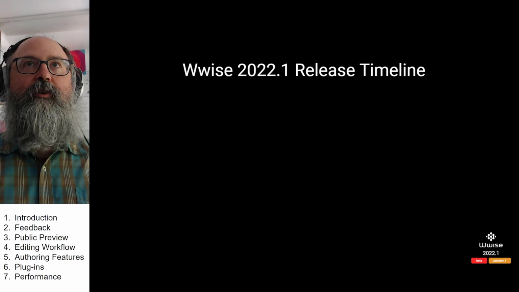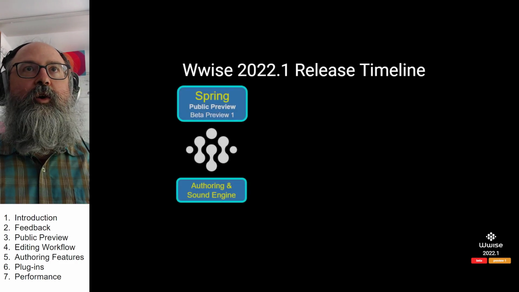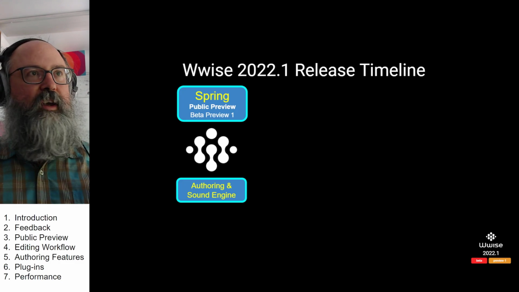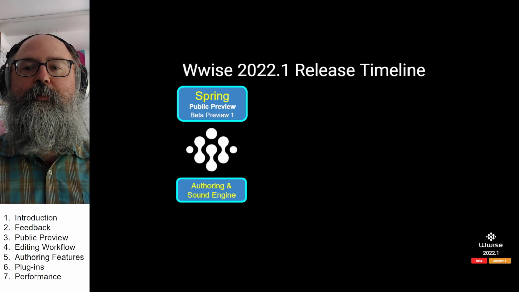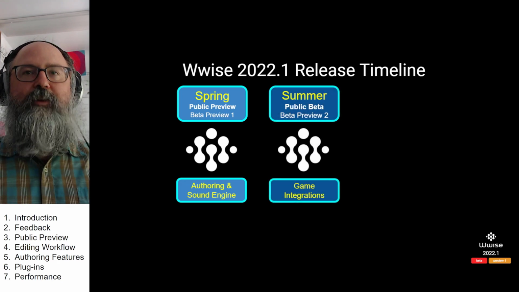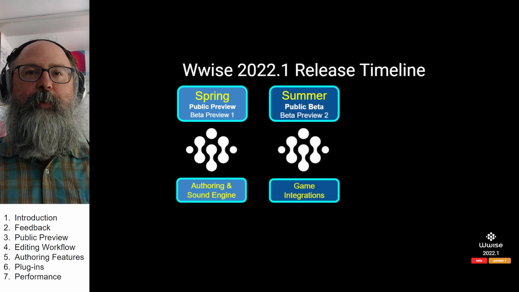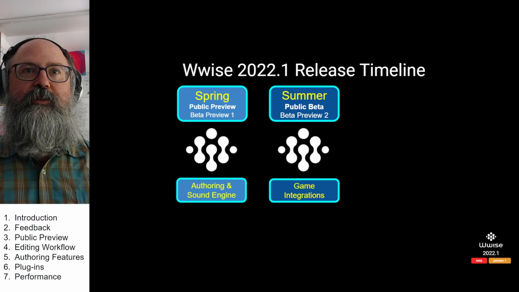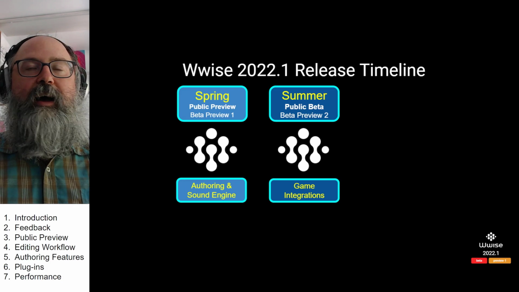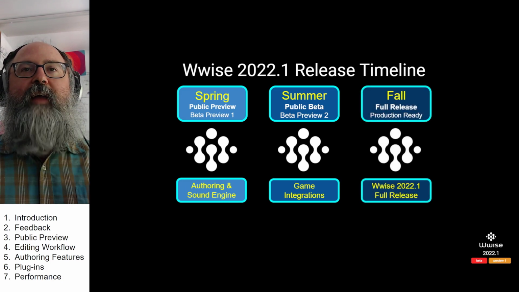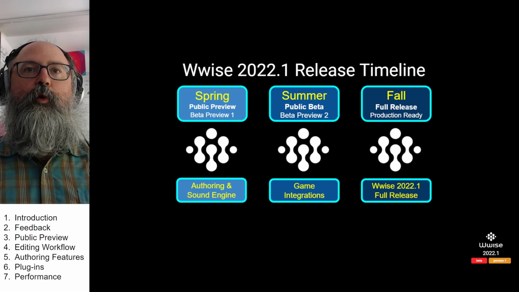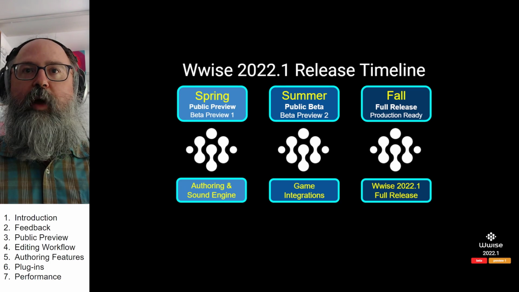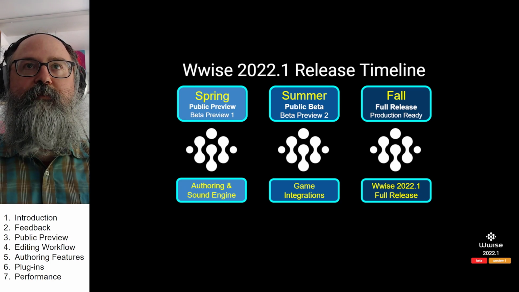So let's talk about 22.1. We're here today to talk about the public preview, which we released last week. If you haven't got it yet, go grab it from the launcher. And later this summer, we'll be having a second beta that will focus specifically on our game integrations. And so you can keep an eye and ear out for that in the future. And that, of course, leads up to our full release later on this year, which will be a production-ready version of Wwise for your developments.